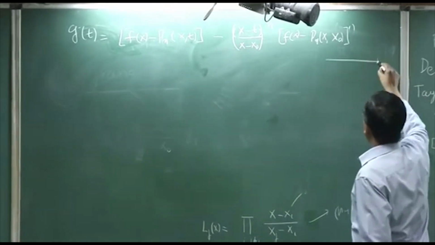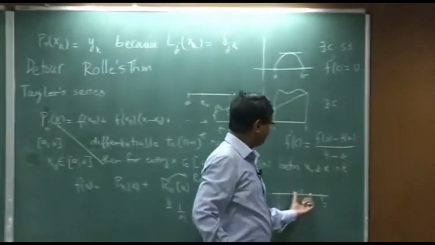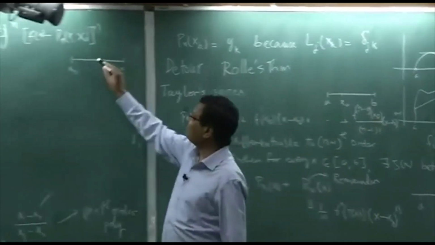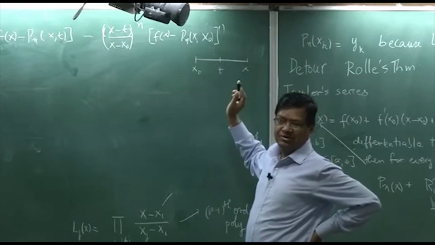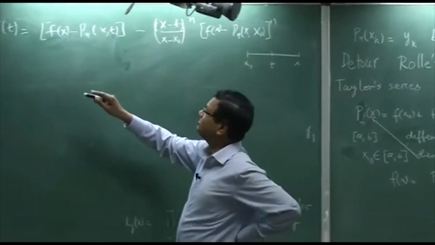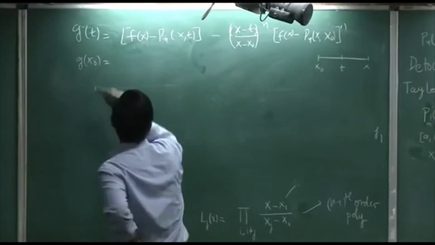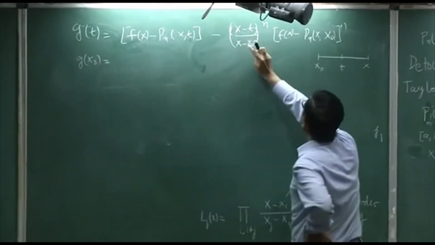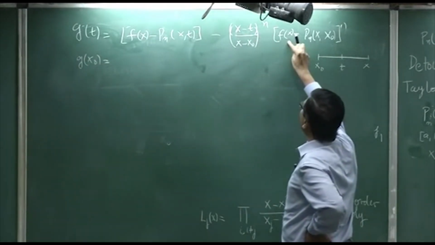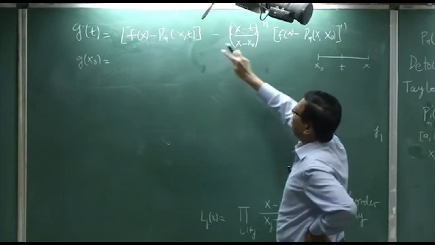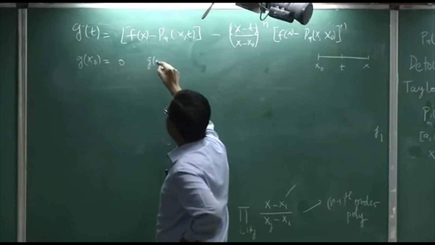So, x naught x, I am focusing on this region and my point t is somewhere here. In fact, I want t to be zeta. Okay. Now, what is the value of g of x 0? So, at x equal to x 0, this becomes 1 and this becomes f x 0 minus p n, and so it is 0. What about g of x?